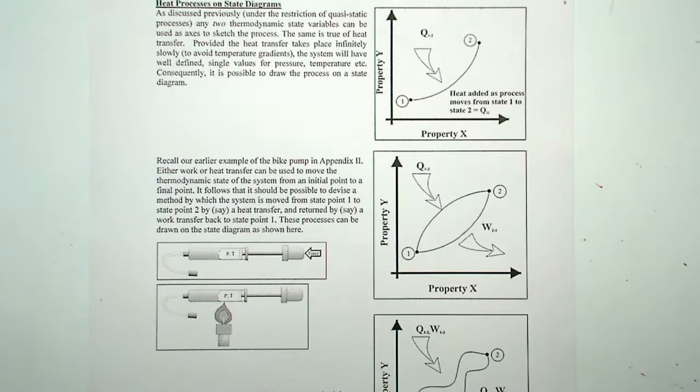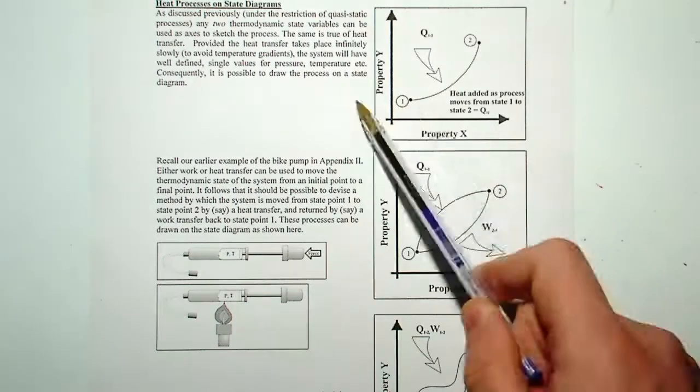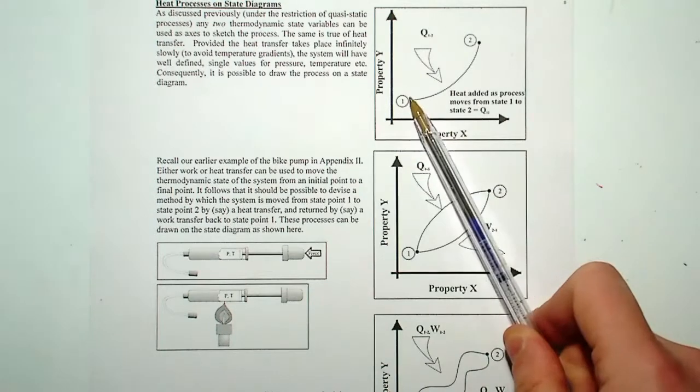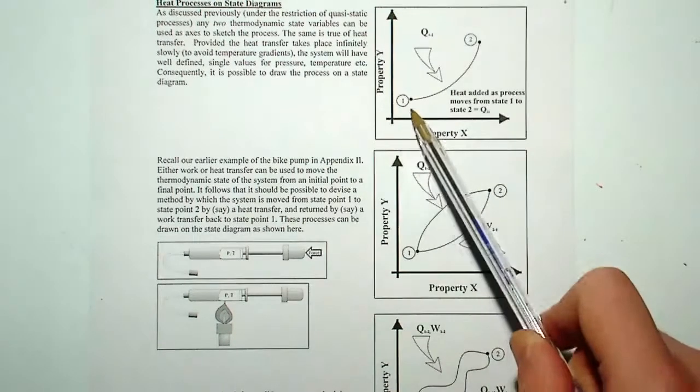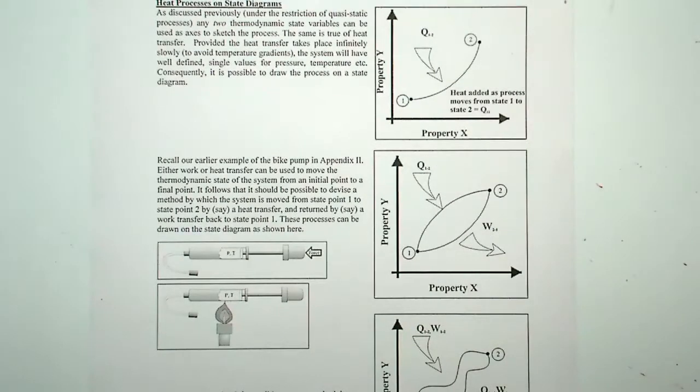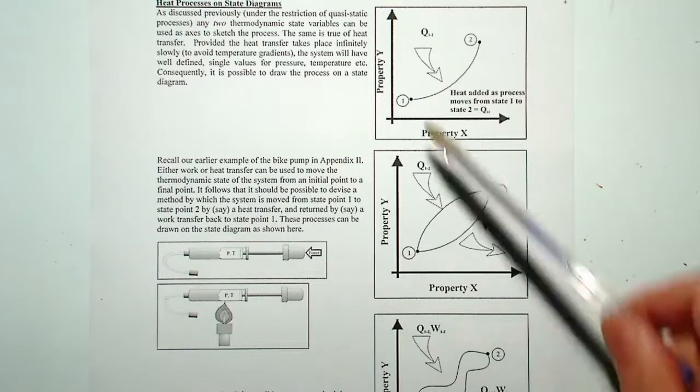The first thing I'm going to say is that, very similar to work where we had the PV diagram, you could have the same two-property rule, two independent properties, and that would allow you to plot this diagram which would represent your heat process. So like the cylinder example we just did, you could move from point 1 to point 2 by adding some heat into your process. Very easily that can be plotted in this diagram.